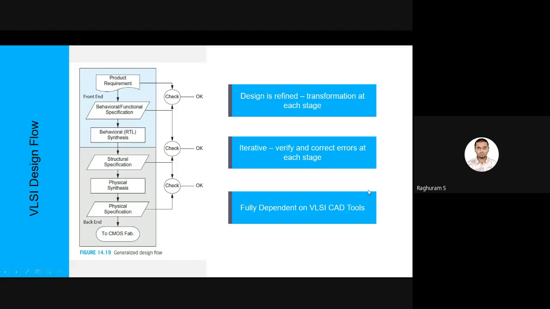So this iterative nature of this VLSI design flow is one of the reasons why it takes 2 years to go from one design to the next design. So for example, Intel currently, we are at the 10th generation. They've already advertised the 11th generation, and it's going to come out soon. But it doesn't come out in 1 month or 2 months. It takes a few months for the design to go from one generation.